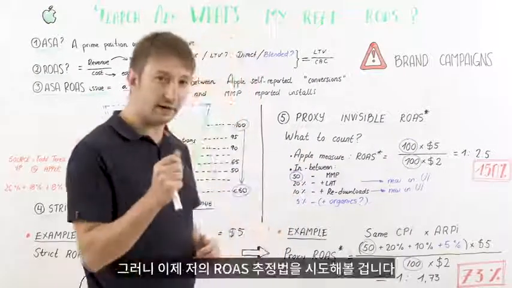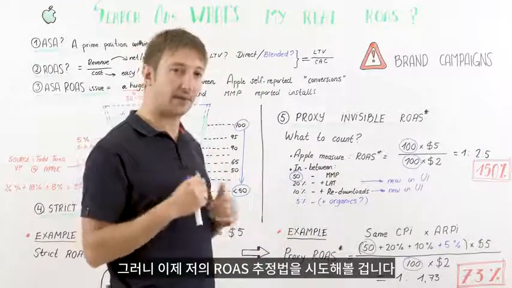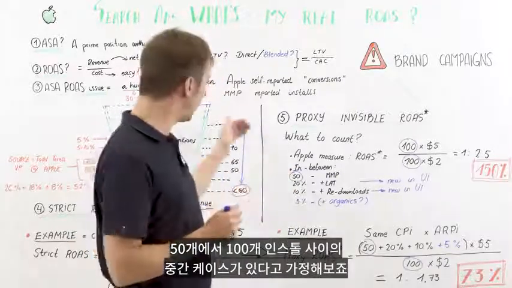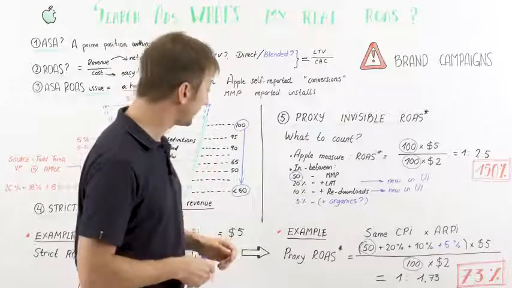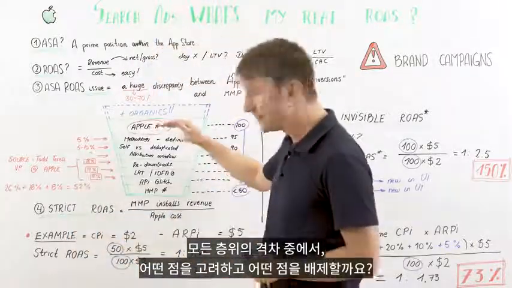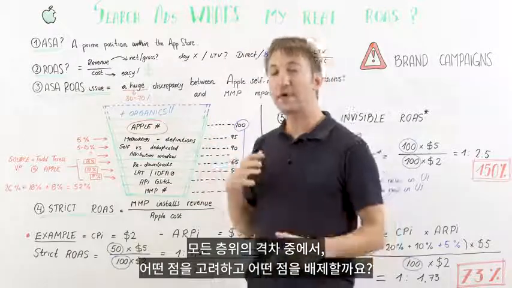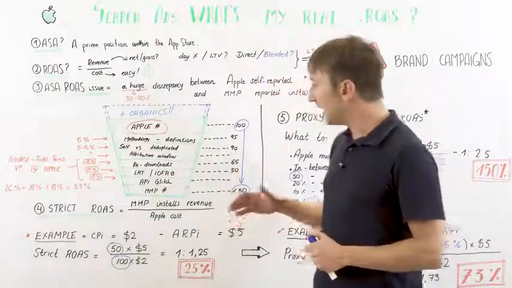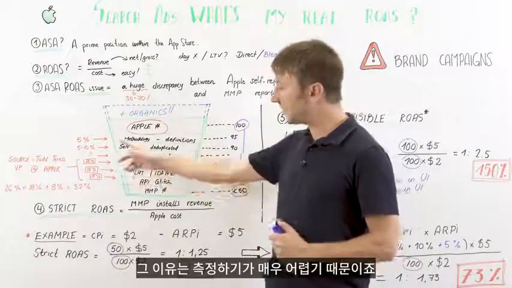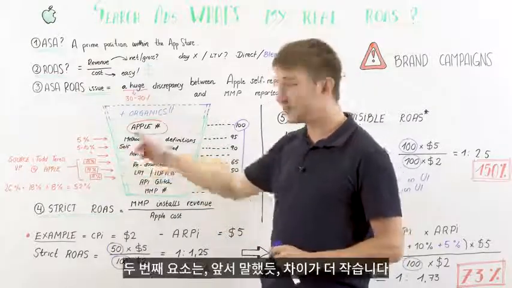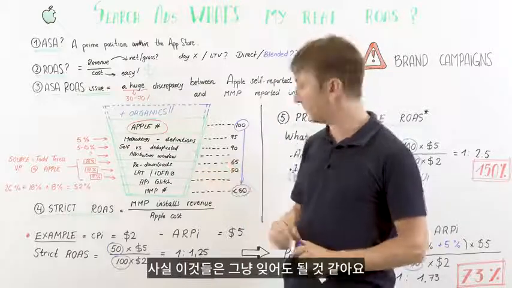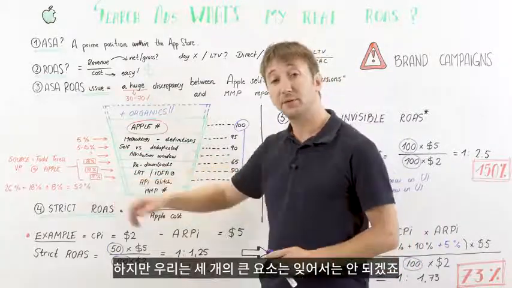So we're going to try the way I estimate my ROAS. Let's say it's an in-between case between the 100 and the 50 installs. Of all the discrepancies we've seen previously, all these layers, which ones am I going to take and which ones not? I usually don't really factor in the first one. One of the reasons is it's very hard to measure them. The second is, as I mentioned, they're kind of small differences. I think we can actually forget about them. But we can't really forget about the 3 big ones.